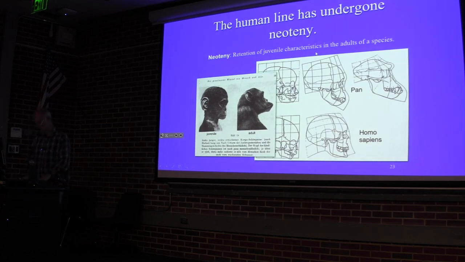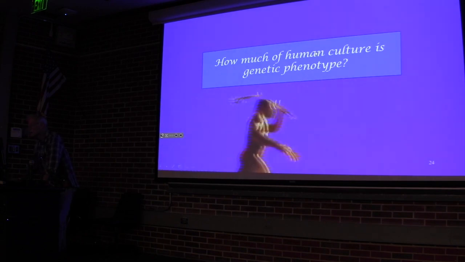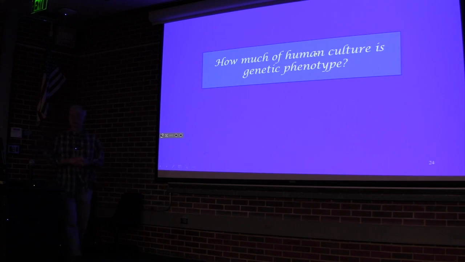This is from a paper. As you see, it's written in German. I think this is about 1886 or so, where neoteny was recognized in apes, but it's still a valid observation. You see it in dogs, the snout is shorter.